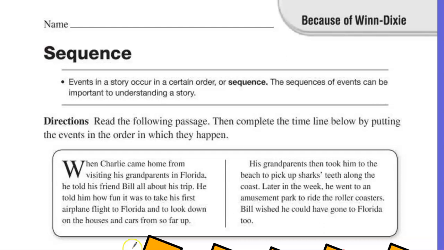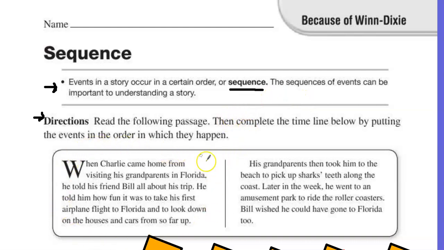Mr. Panzik going over our sequencing homework for tonight. First and most importantly, read the hints and tips and the directions. In sequence, events happen in a story. They have a certain order. We call that a sequence. The sequence of events can be important to understanding a story.